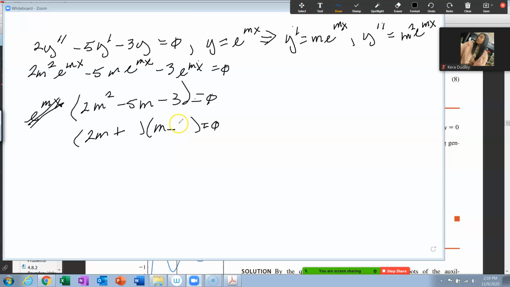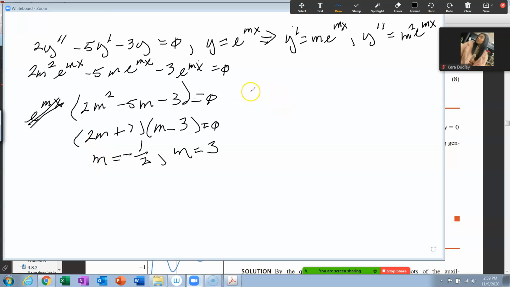Let's put the three here and the 1 there. Okay. Let's see if that works. 2m times m is 2m squared minus 6m plus m, that would be minus 5m minus 3. That certainly works. So here we have m is equal to minus 1/2, and here we have m is equal to 3. I hope that wasn't too fast of doing that, but that's what you have.